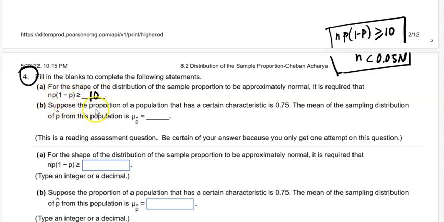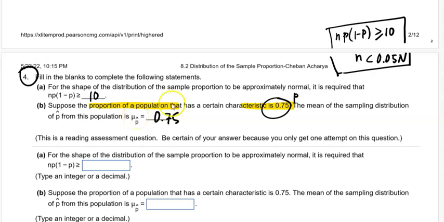Part B. Suppose the proportion of the population that has a certain characteristic is 0.75. So this is the population proportion. So 0.75 here is p. Again, because 0.75 is a proportion of the population, that's the population proportion. The mean of the sampling distribution of p hat from this population is mu p hat, that's the symbol, which is the same as p, which is 0.75.